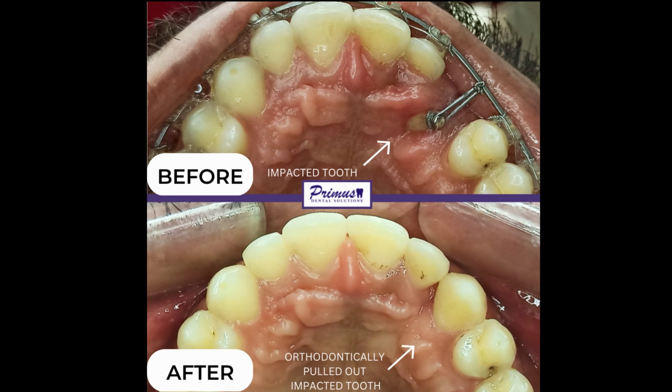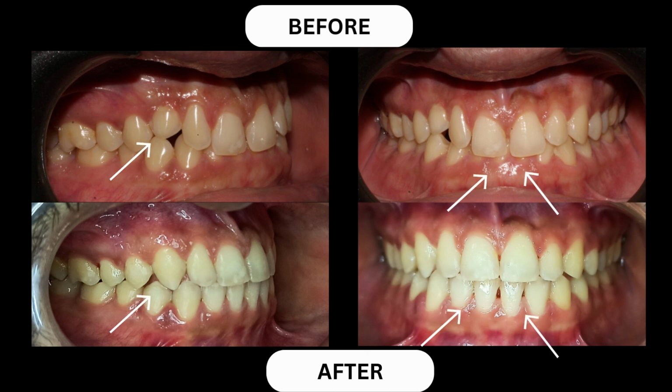Time taking as it was, but the results were worth it. Not only were we able to get the impacted tooth out without any damage to any adjoining teeth, we were also able to correct the crossbite of the canine and the lower premolar, bringing it in proper occlusion, and also the severe deep bite of the patient.